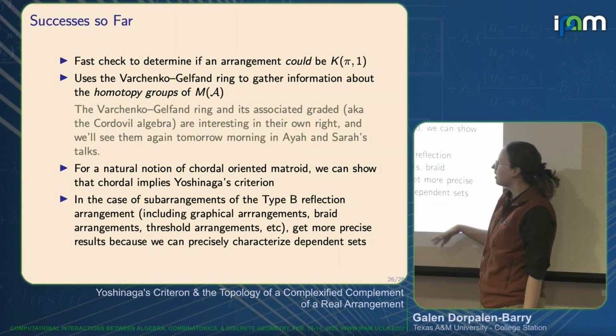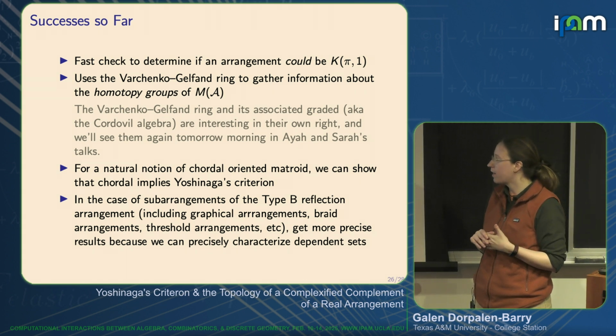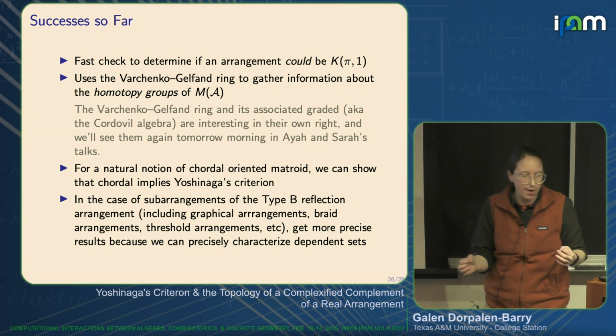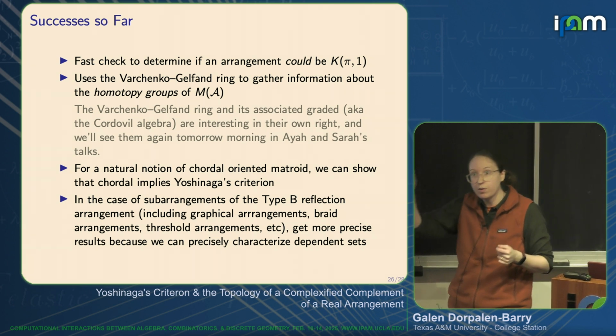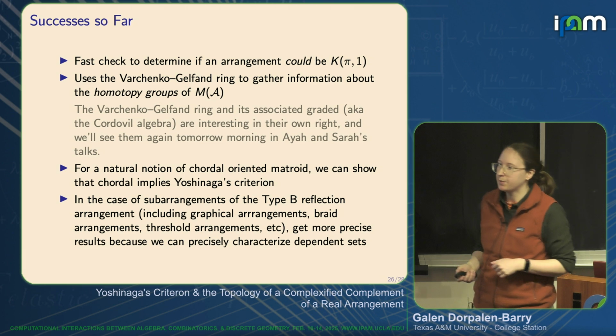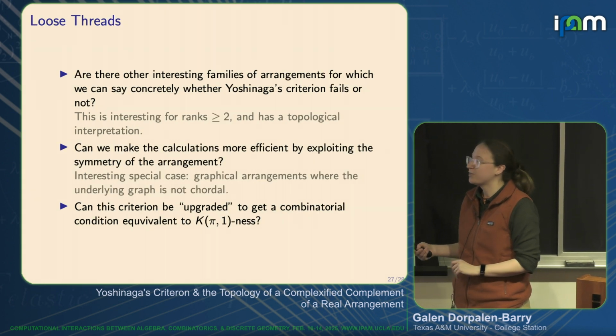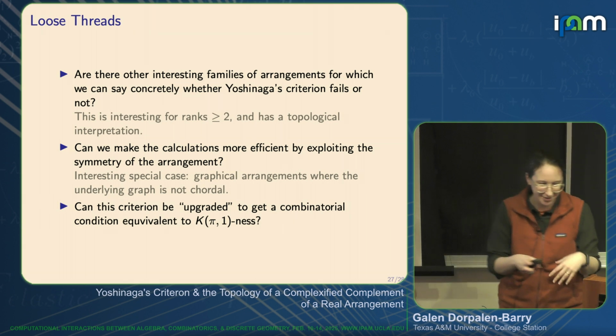And then in the case of these type B reflection arrangements, which include all graphical arrangements, braid arrangements, threshold arrangements, many things that we know and love, you can get more precise statements about these characterizations because we know what the circuits look like and we can say more concrete things about the dependent sets. Okay. So that's the successes so far, but there's still a lot of loose threads.